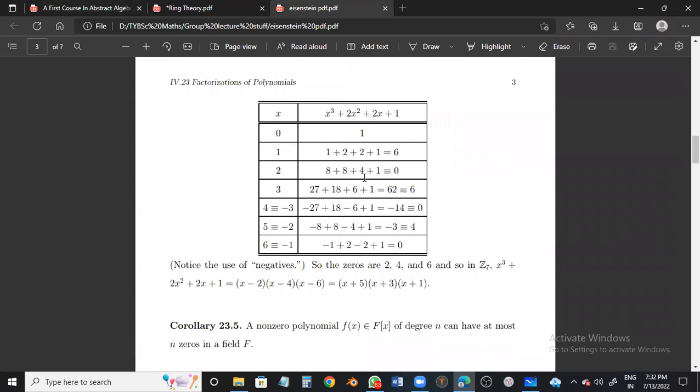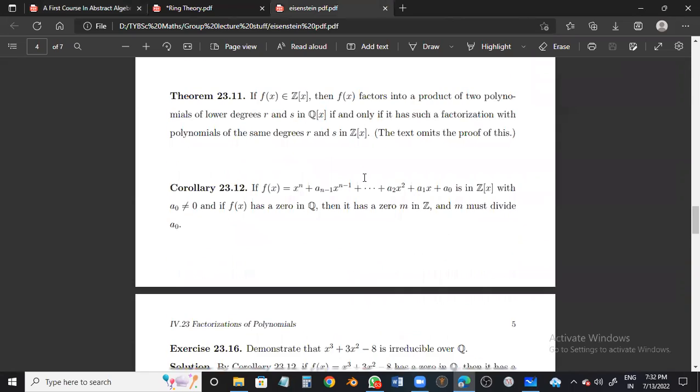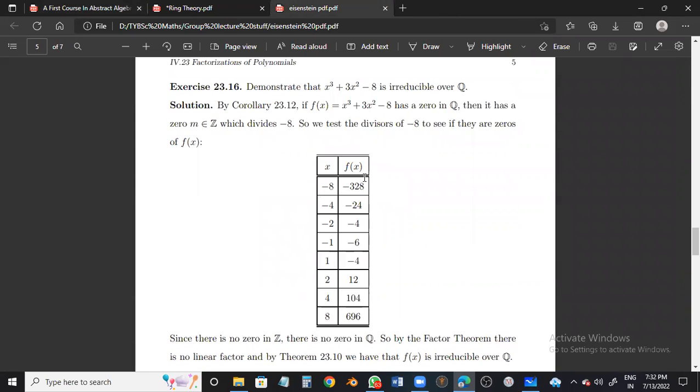I've got this document for you, so I'll share it. This question they have solved: demonstrate this is irreducible over Q. They are saying, if f of x equal to x cube plus 3x square minus 8 has a 0 in Q, then it has a 0 m in Z which divides minus 8. The constant term must be divisible by that.